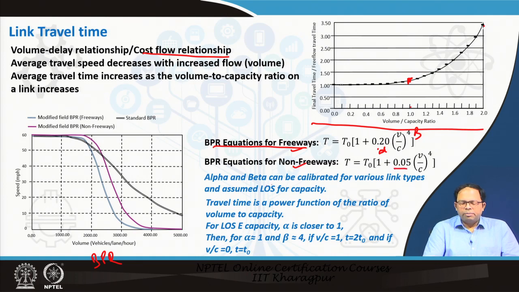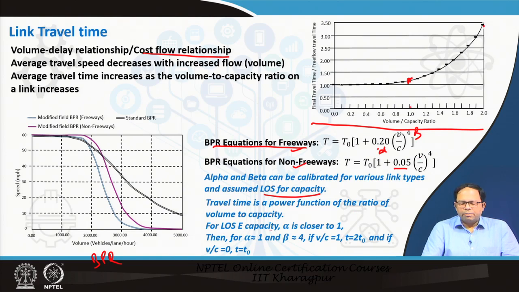So alpha and beta values can be calibrated for various link types and assumed LOS for capacity. That means for different freeways or non-freeways, these are American terms, we would have different LOS, level of service, for these particular capacities. Based on that, these parameters change. And travel time is a power function of the ratio of volume to capacity. This we have already learned.